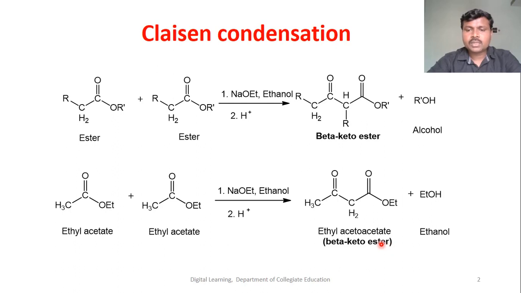Why is it known as beta keto ester? Because this is the ester group, this is the alpha carbon atom, this is the beta carbon atom. The beta carbon atom has a keto group. That's why this is known as beta keto ester.